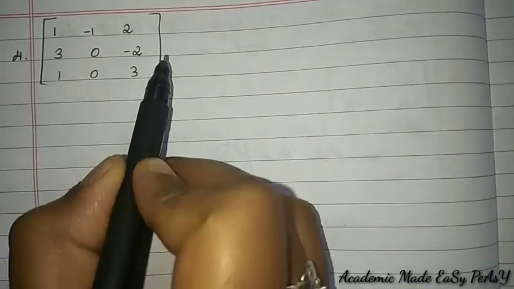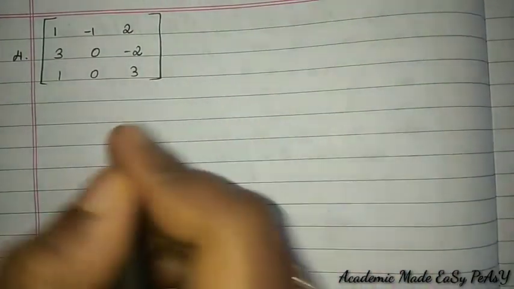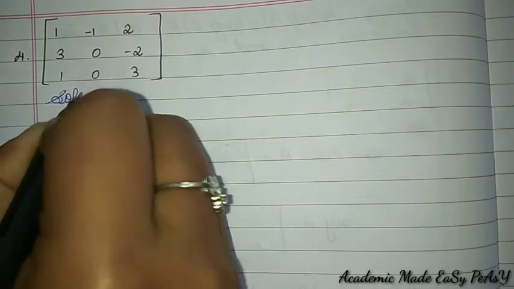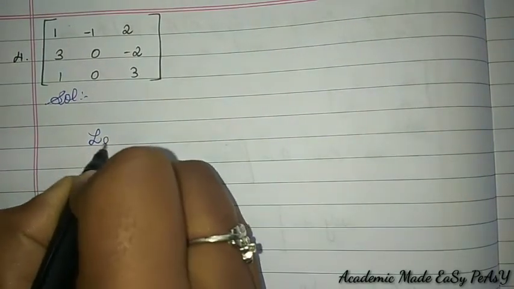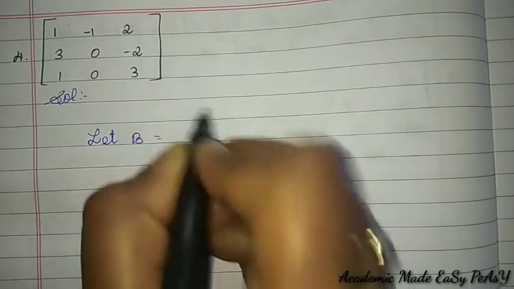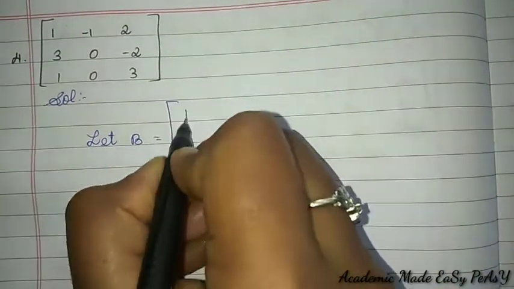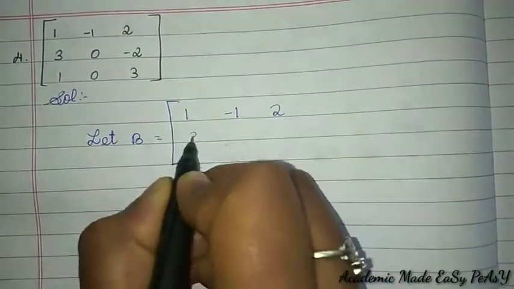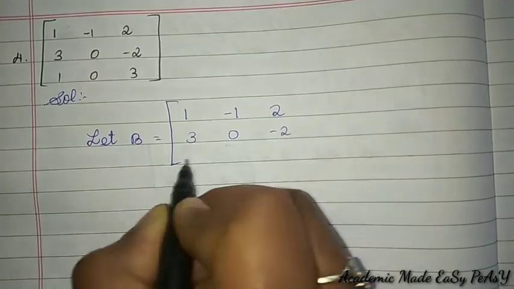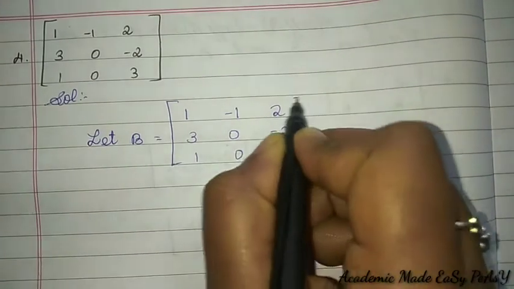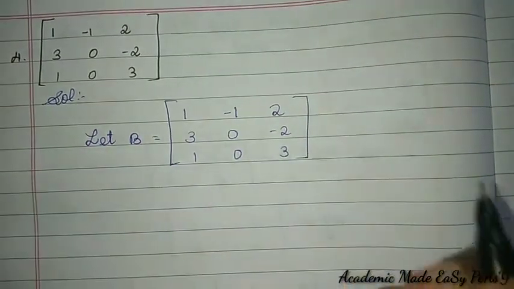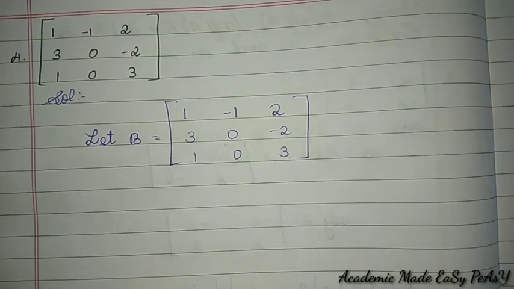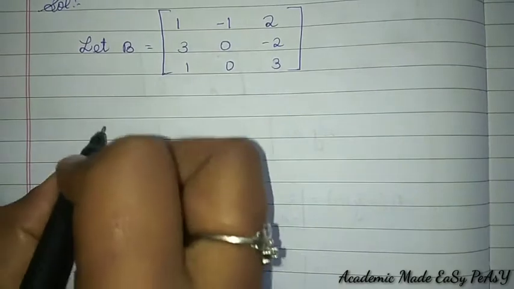Question 4, a matrix is given and we have to verify. So solution, first let us take the given matrix as matrix B. So this matrix is 1, minus 1, 2, 3, 0, minus 2, 1, 0, 3. So this is the matrix, no? So now first let us find the adjoint of this matrix. So now I will be finding the adjoint of B.